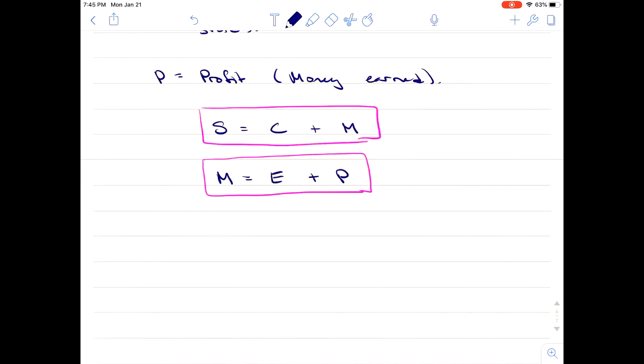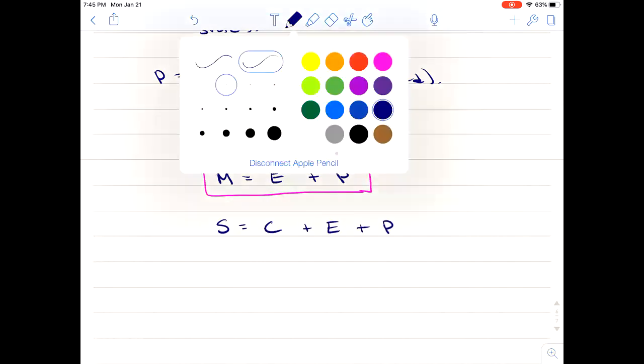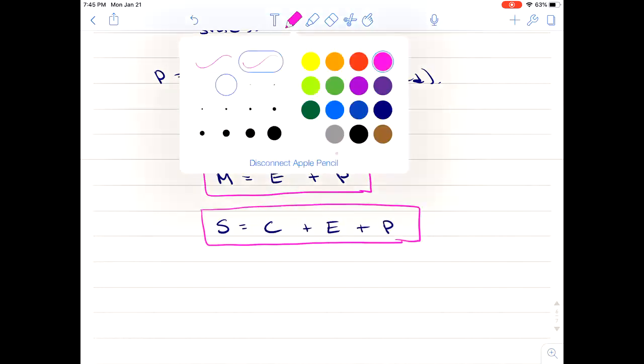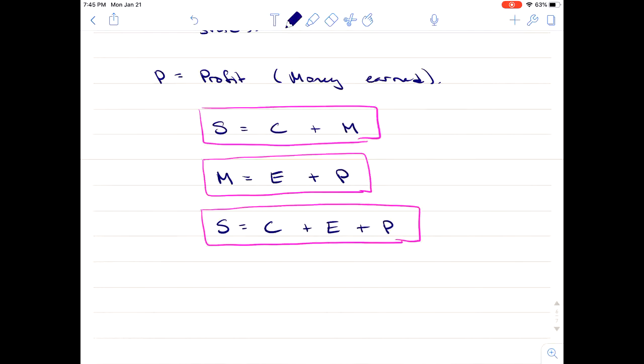Usually we'll just want to end up using this in here, right? We can just replace M with E plus P, and that's where we get this third formula. S is C plus E plus P, where all we've done is replaced the M with E plus P.